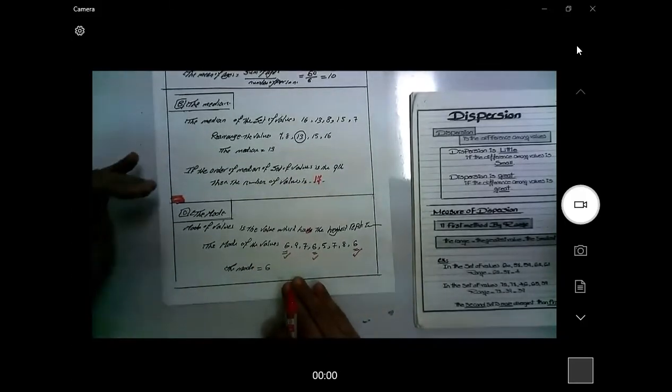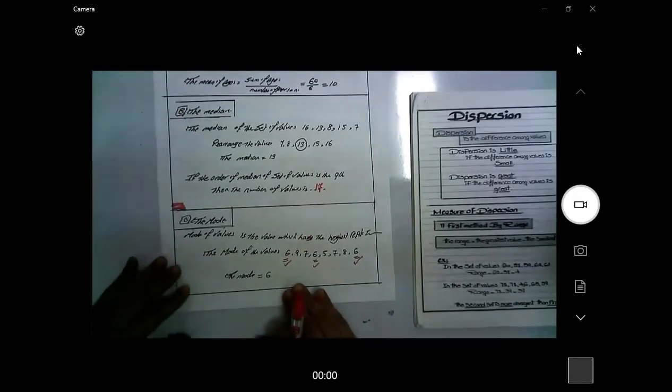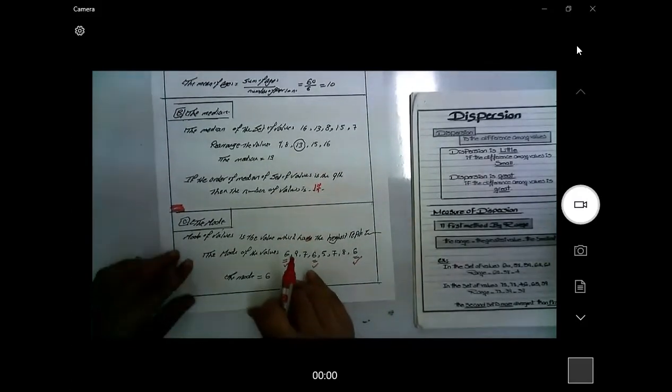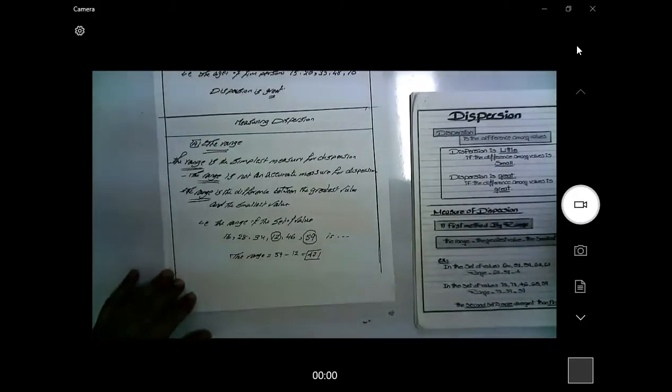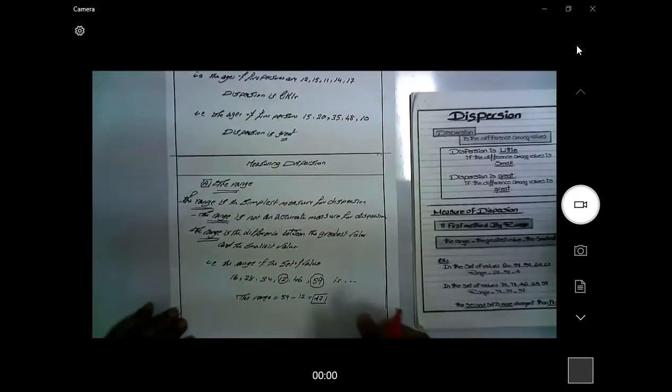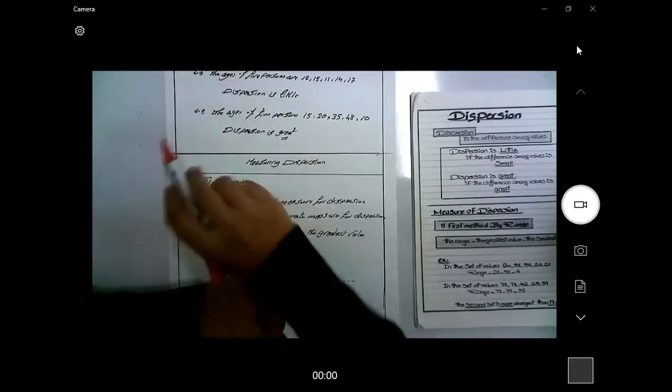Mean, median, and mode are lessons that have been studied in Prep 1 and Prep 2. Now we are going to start explaining our lesson, which is dispersion. What's the meaning of dispersion?